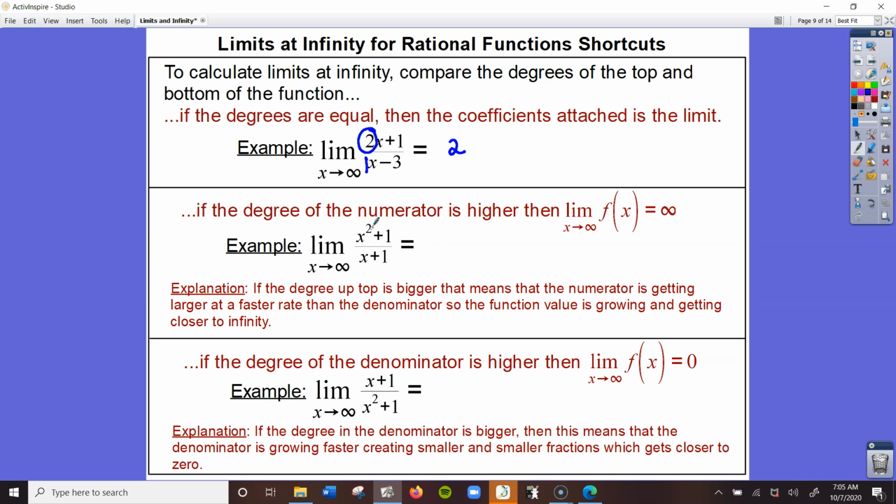If the degree of the numerator is larger than the degree of the denominator, then this will equal some type of infinity, meaning there is no horizontal asymptote. And if the degree of the denominator is larger than the degree of the numerator, then that limit is equal to 0, and you would have a horizontal asymptote at y is equal to 0.